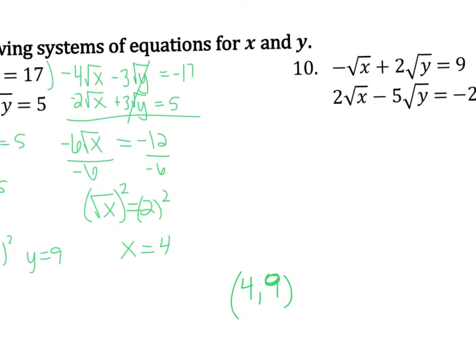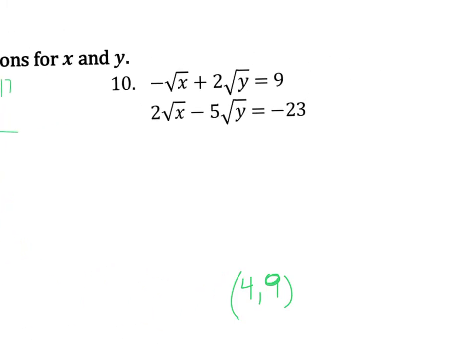All right, let's go ahead and look at 10. All right, so this one is not set up quite as nicely. So what we're going to do is we're going to look at our coefficients on x, and we have 2 and we have -1. And so in order to make those cancel out, I can multiply this top equation by 2. That's going to give me a -2 on the root x, which will cancel with my +2 on the bottom.